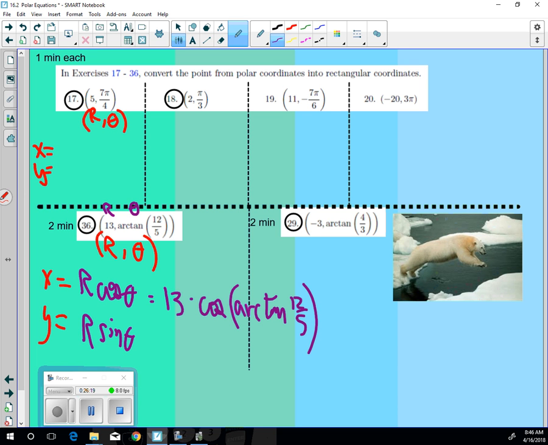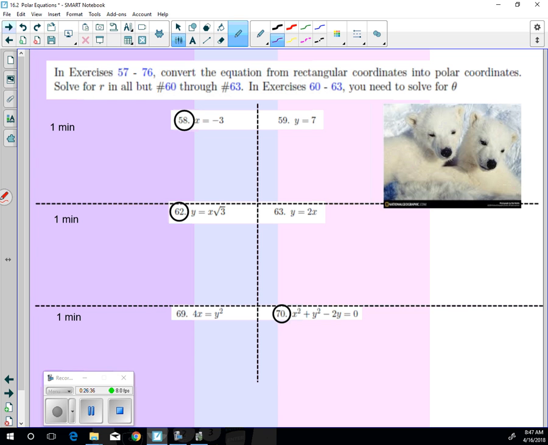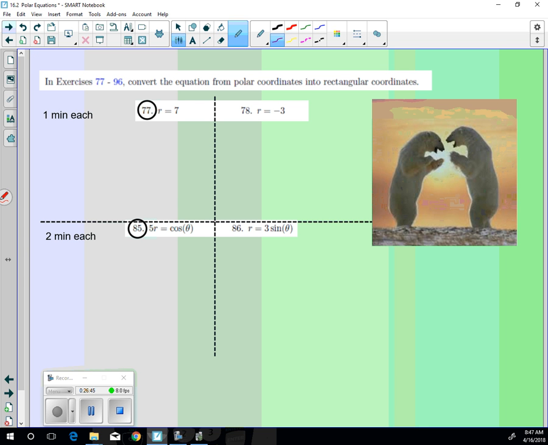What do you have to do? Make a triangle. And you'll do the same thing here, except it's going to be the sine of the arctangent of 12 over 5. Do you see why I like this chapter? It keeps bringing back things from the past. And then these you're going to convert into r thetas. And then these you're going to convert into x and y's. And we'll let you do those for tomorrow.